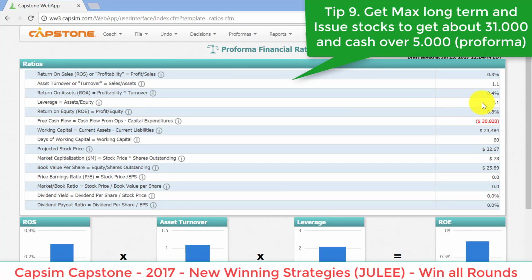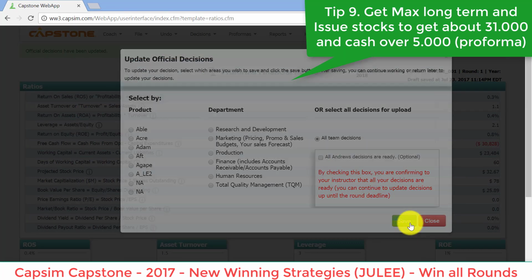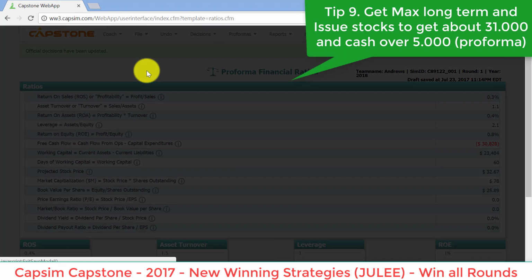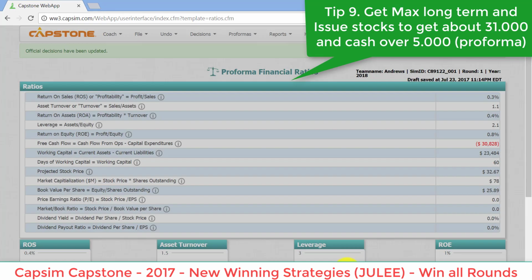And also we can check the ratios to see how many days of working capital, the leverage ratio 2.1, 60 days. This is only the estimation of our company. That is good. The real result can be good too, but not totally the same. So we save the decision and wait for the result from the system.